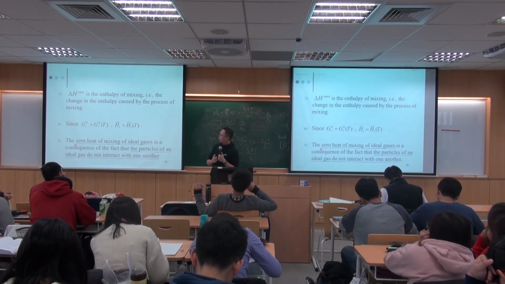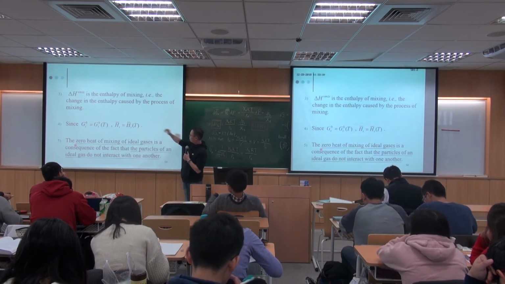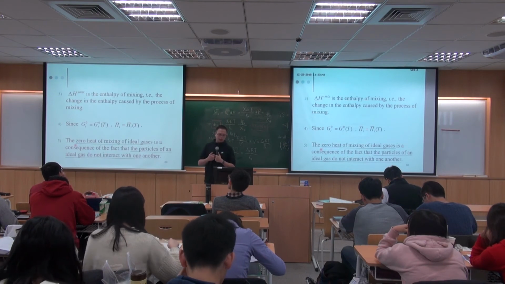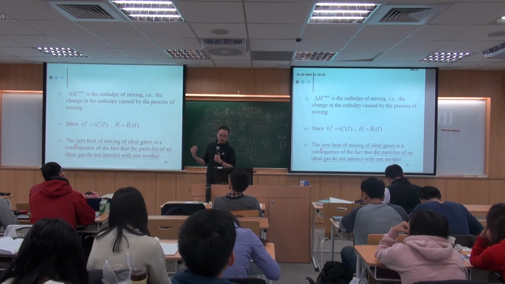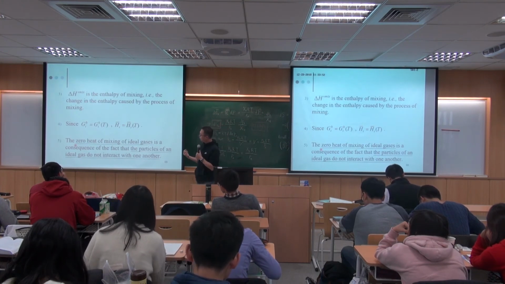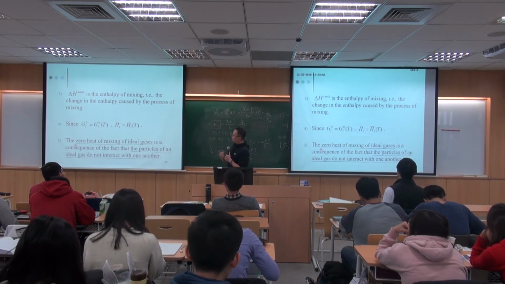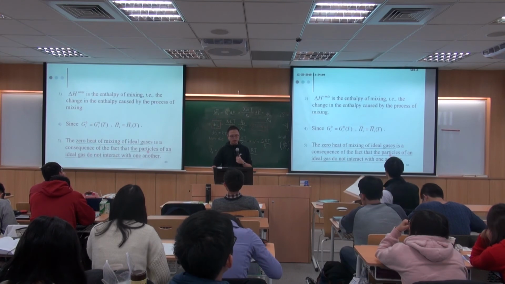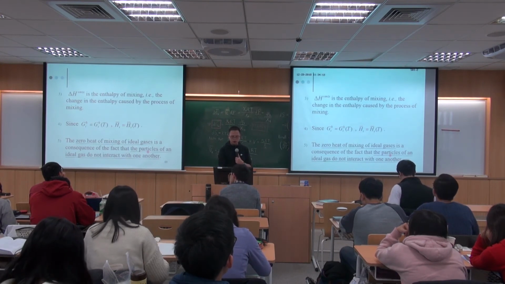The philosophy here is that since Gi0 is at temperature T, and Hi bar is at temperature T, for different kinds of temperatures you'll get the same thing. It's not only at some certain temperature. So the mixing can be conducted at different temperatures, and delta H mix is always 0 for ideal gas. The reason is that the particles of an ideal gas do not interact with one another, so for the mixing, you don't gain any energy or lose any energy.